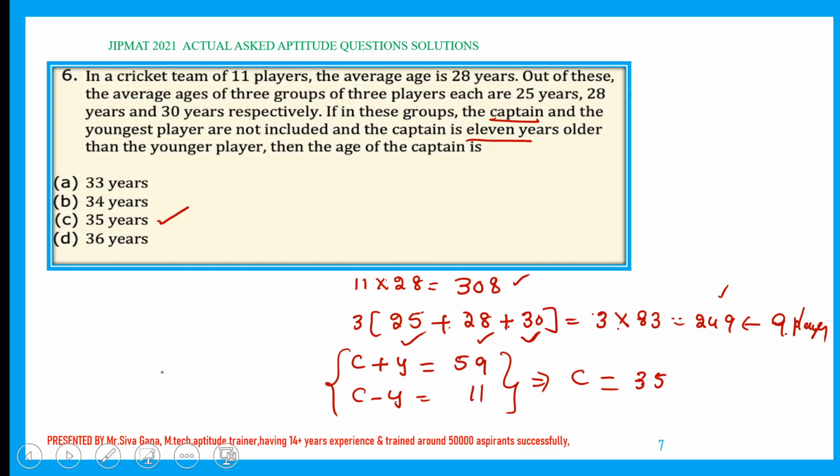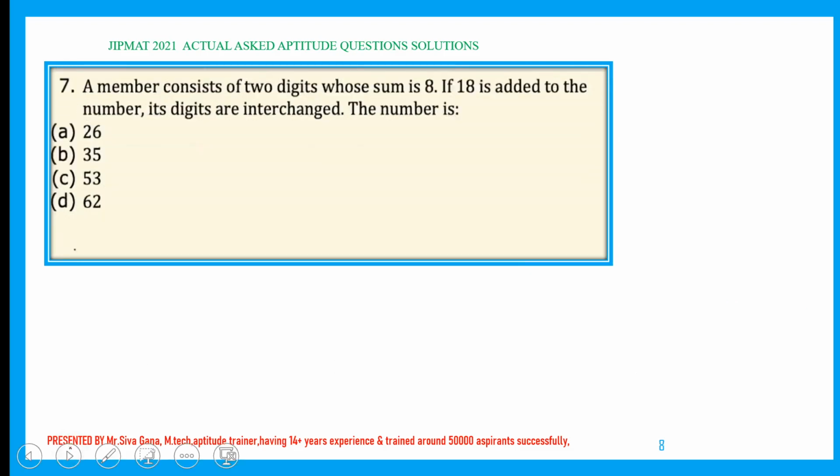Fix it. Next question. A number consisting of 2 digits whose sum is 8. If 18 is added, digits are interchanged. Let us do with options help, as options are present and it is a competitive examination. Then digits are not reversed. 35 plus 18, 53. Digits get reversed. Answer is over.